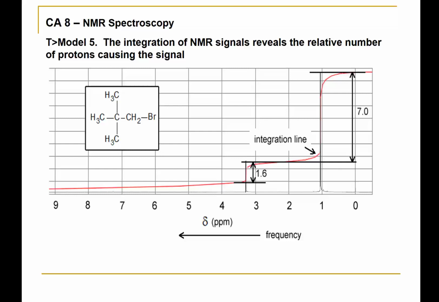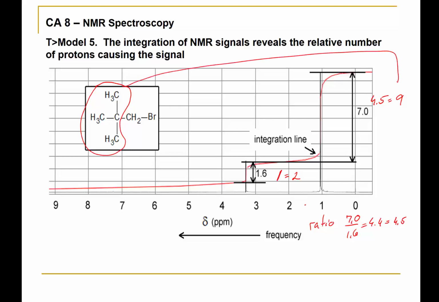So in terms of the ratio, in this case, of course, we only have two things to compare. We can take that 7 and divide by 1.66, which roughly equals 4.4. And of course, that is close to 4.5. So the idea is this is roughly 4.5 to 1. But again, we need a whole number, or an integer. So this would be 9 to 2. Now, of course, we already know what it should be. So for instance, these methyl groups, 3 of them, come together to represent 9 protons. And of course, there's another environment where there are only 2 protons.